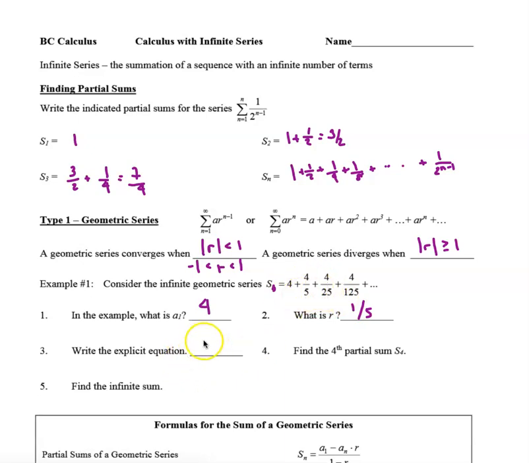So the explicit formula for this infinite series, you could say that each term, a sub n, is equal to the first term times the common ratio of 1/5 raised to the n minus 1. So that is the explicit equation of the underlying sequence. The fourth partial sum is actually just the sum of these first four terms here, and I'm not going to take the time to convert these to decimals and add them up, but suffice it to say that big S sub 4 is just the sum of these first four terms.